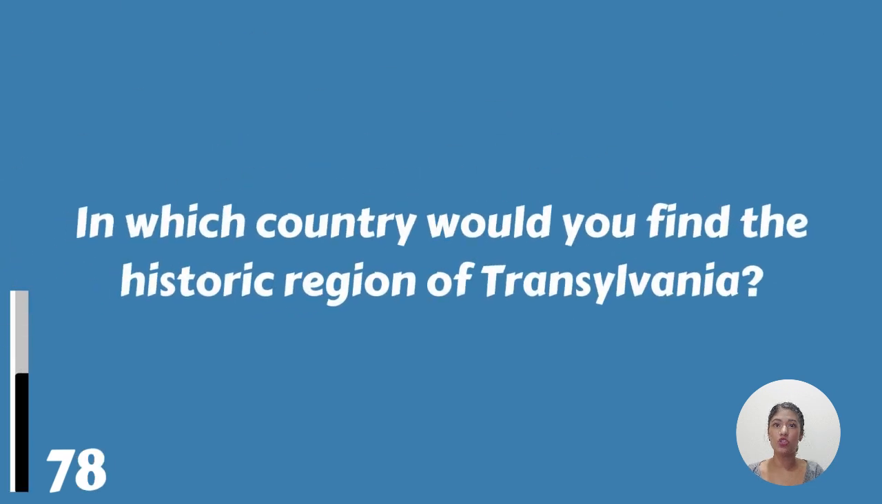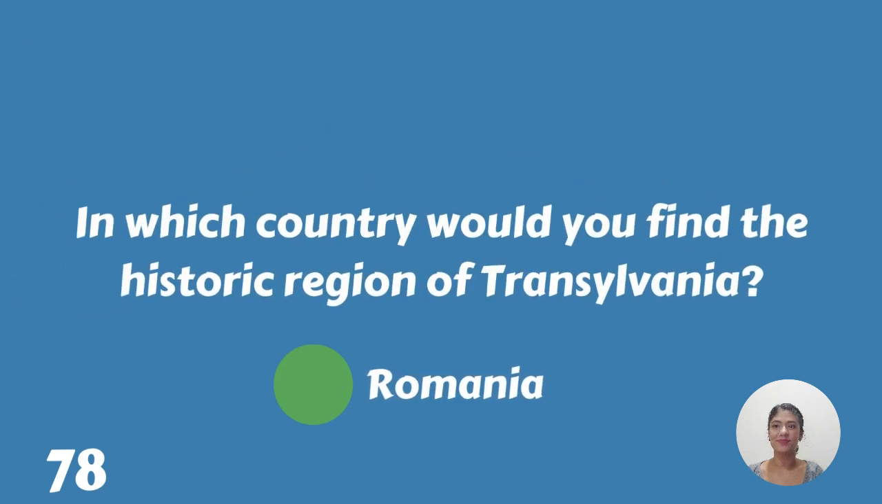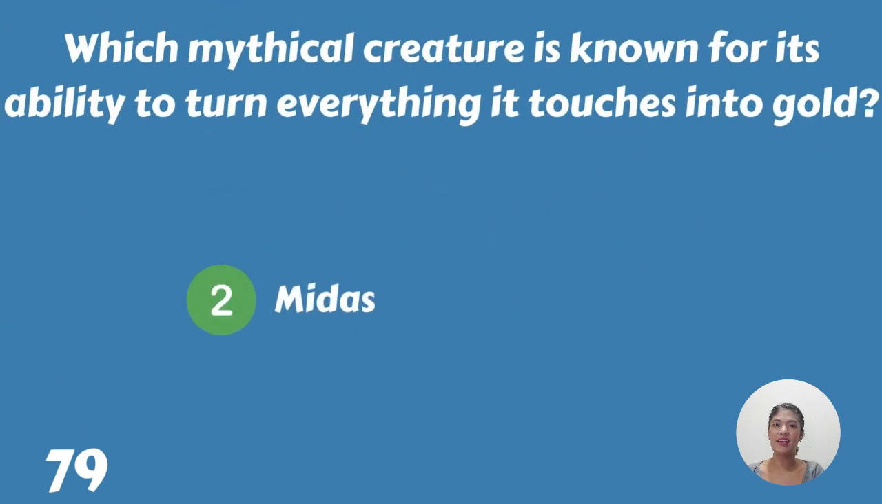In which country would you find the historic region of Transylvania? Romania. Which mythical creature is known for its ability to turn everything it touches into gold? Dragon, Midas, Griffin. Midas.